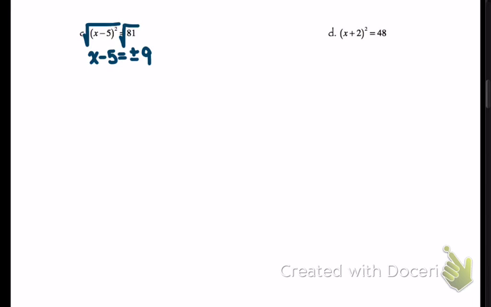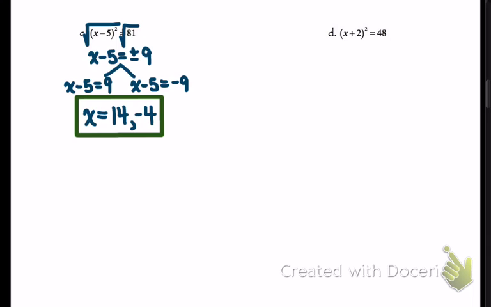So when I take the square root of the left-hand side, I get x minus 5. When I take the square root of the right-hand side, think square root of 81, plus or minus 9. So to solve for x, here's what I want you to think about. I'm going to write it out for you the first time so you can see what I'm talking about. I can set x minus 5 equal to positive 9, and I can set x minus 5 equal to negative 9. That's what that plus or minus means. And then if I solve the two of them, I get x equals 14, and I get x equals negative 4.